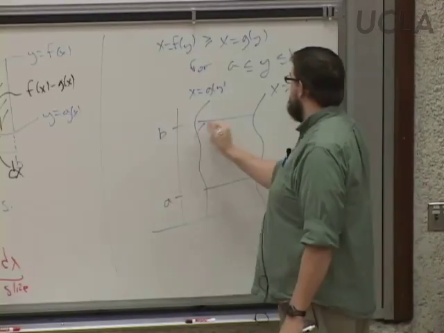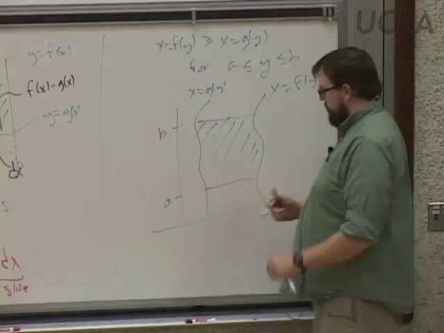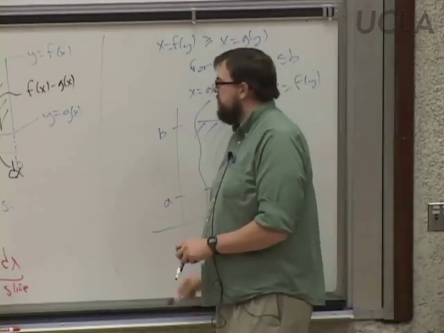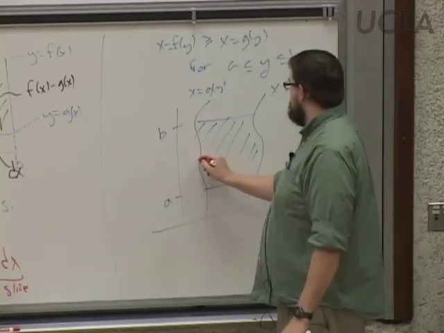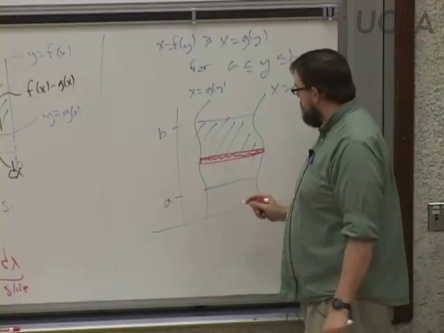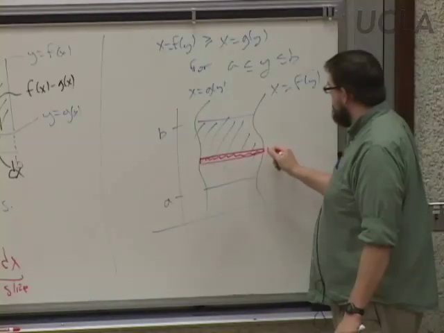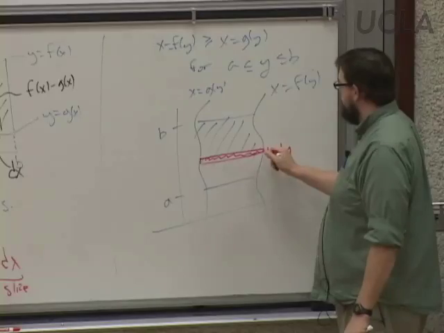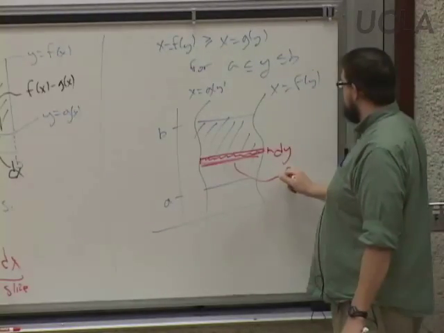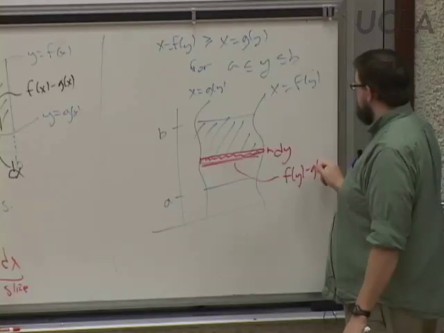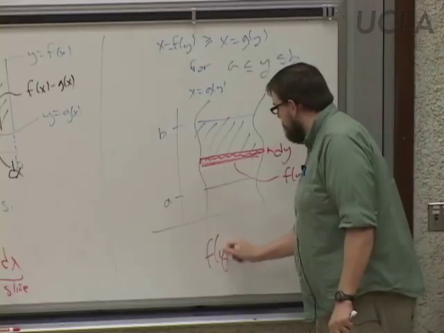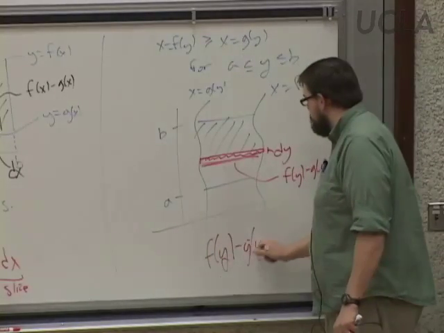So again, I can find the area in between the curves here. Now the only difference is instead of taking vertical slices, I take horizontal slices. And I say, okay, well, how big is a slice? Well, now the height is dy. The width is now the difference between the functions, f of y minus g of y. So that the area in a little slice is f of y minus g of y dy.